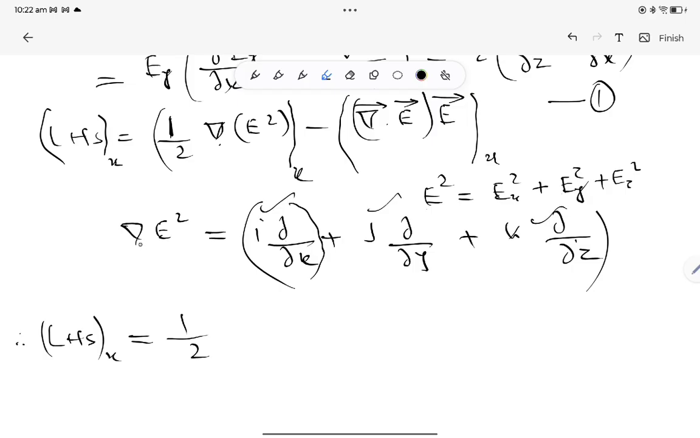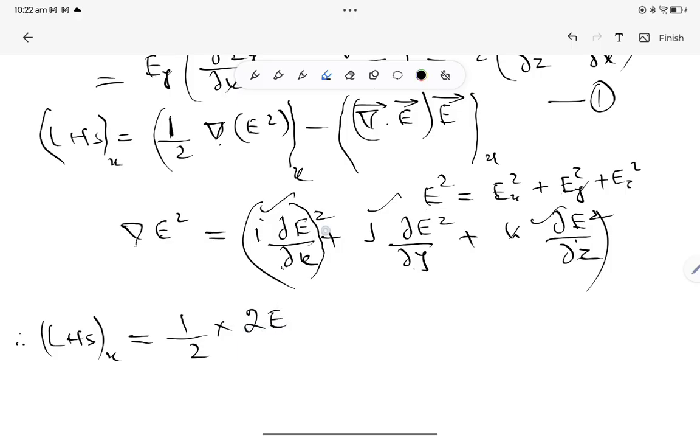Now you want del E square. This is i del by del x, j del by del y, k del by del z, which is del. Now put E square here, here, and here. Now differentiate.